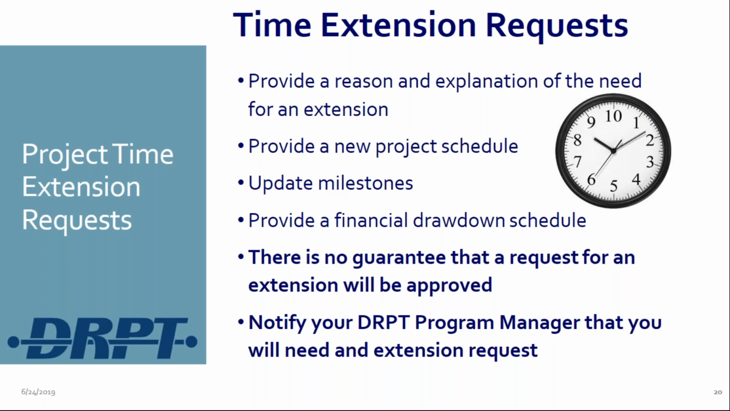Requests should also contain a new project schedule with updated milestones and a projected financial drawdown schedule. And again, grant recipients should keep their program managers updated on the status of their projects and inform the program manager well in advance if it looks like a time extension may be needed. And there is no guarantee that a request for an extension will be approved, and DRPT may actually modify or approve an extension different from the one that you request.